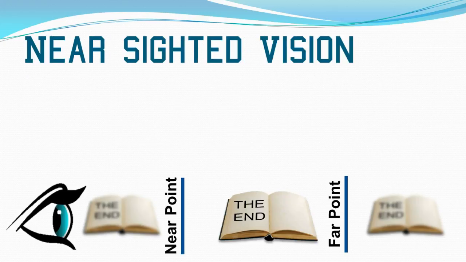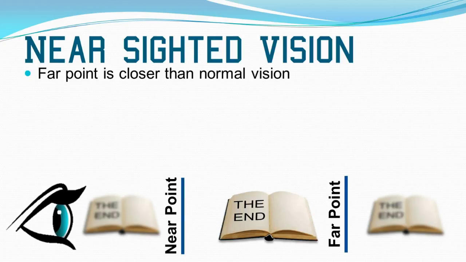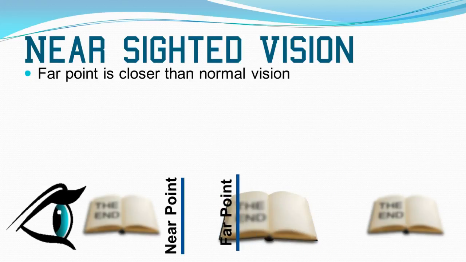People who have nearsighted vision have a far point that is closer than normal vision, which makes it harder to see objects that would otherwise be in focus. When we calculate nearsighted vision problems, we're going to use the distance of the image and assume it is negative. If we're given a far point and we know the person is nearsighted, we're going to take that far point and just make it negative.